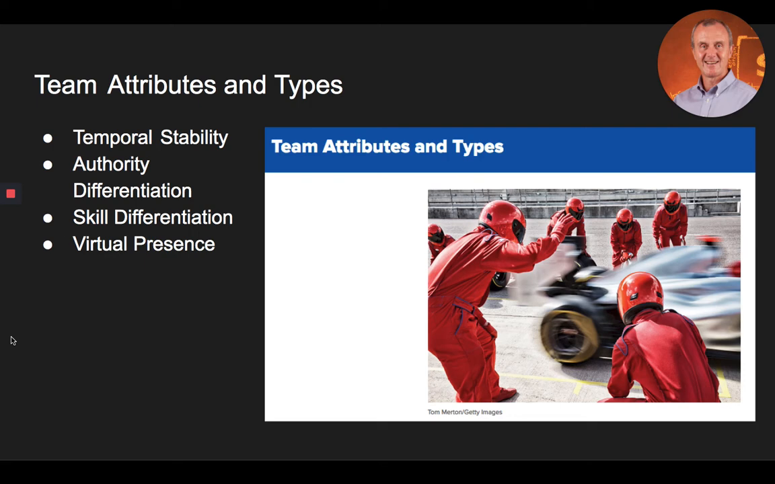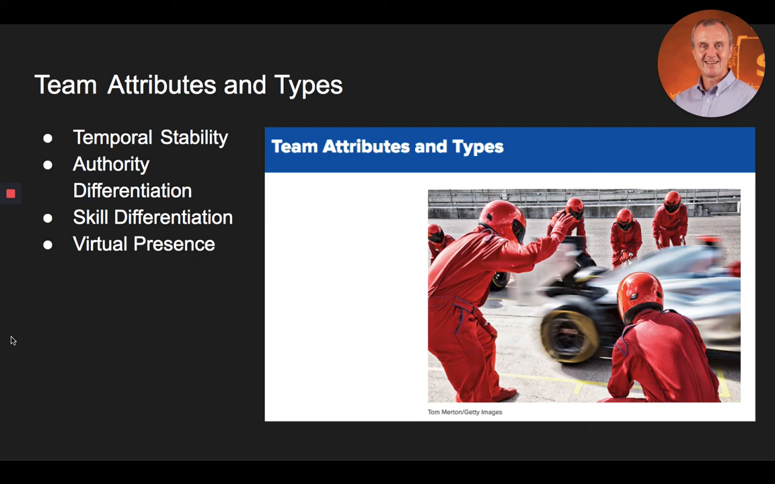Temporal stability is the degree to which a team has a history and a future and consistent membership over time. A traditional work team would be said to have a high level of temporal stability, whereas an action team that is together for a short period of time working on a complex task would be thought of as having a low level of temporal stability. Authority differentiation is the degree to which formal authority is shared among members or rests with a formal, recognized leader.